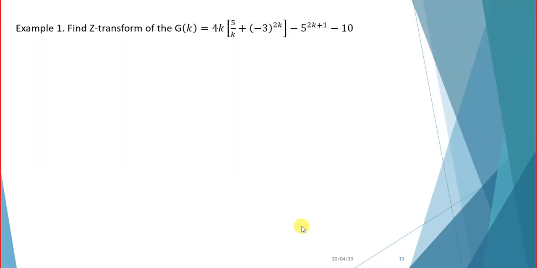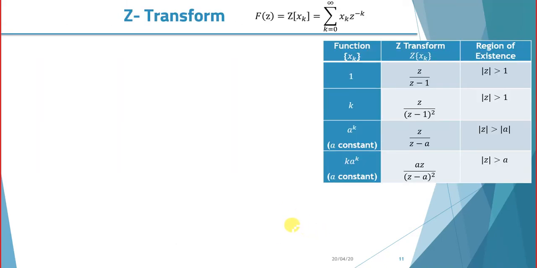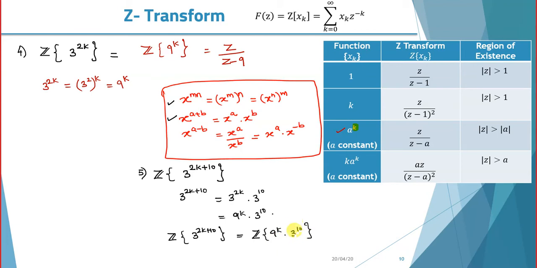Now it's in multiplication and 3 power 10 is a constant. Take it outside. So it will become 3 power 10 times Z transform of 9 power k. For this, now use this rule: 3 power 10 times Z over Z minus 9. So this is how you will work.